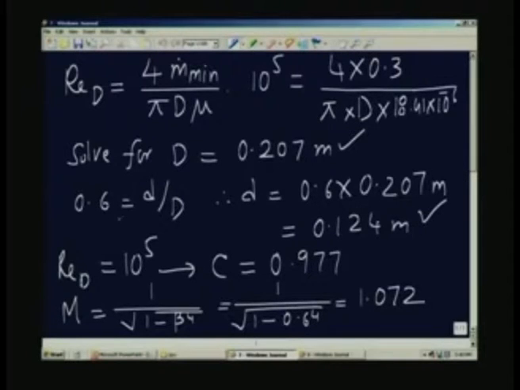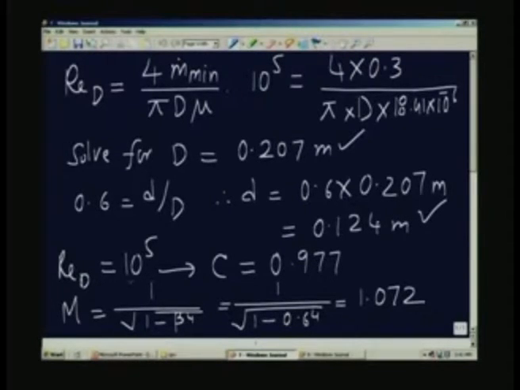The value of beta, which is the ratio of the diameter of the venturi at the smallest area region and the pipe diameter, small d by capital D, is given as 0.6, and therefore, I can calculate small d as 0.6 times 0.207, which is 0.124 meters. So, the proportions of the venturi required for this particular measurement are decided based on the Reynolds number, which is specified to have a minimum value.